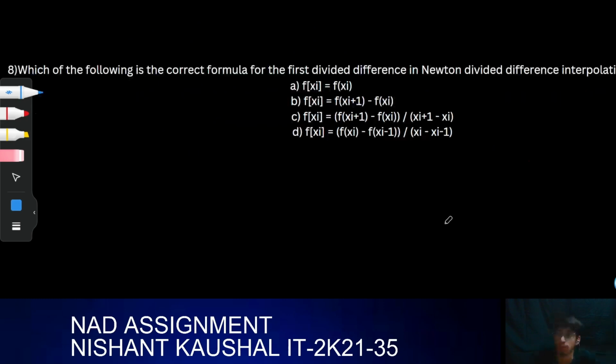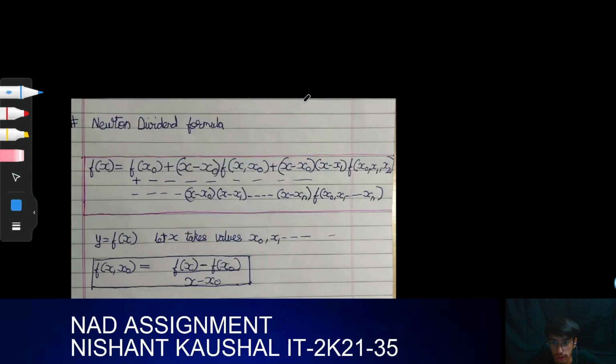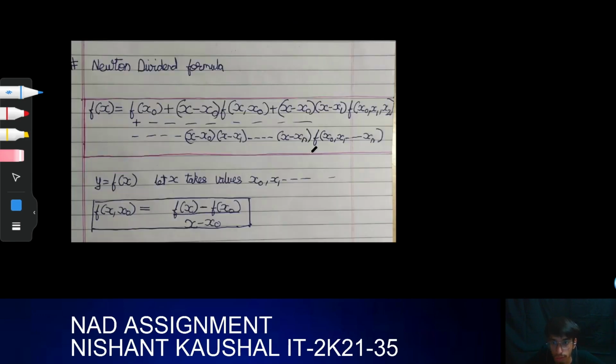Let us proceed to question number 8. Which of the following is a correct formula for the first divided difference in Newton divided difference interpolation? Option A is f of xi equals f of xi. No, this cannot be. f of xi equals f of xi plus 1 minus f of xi. No. So let us first see what the formula is.